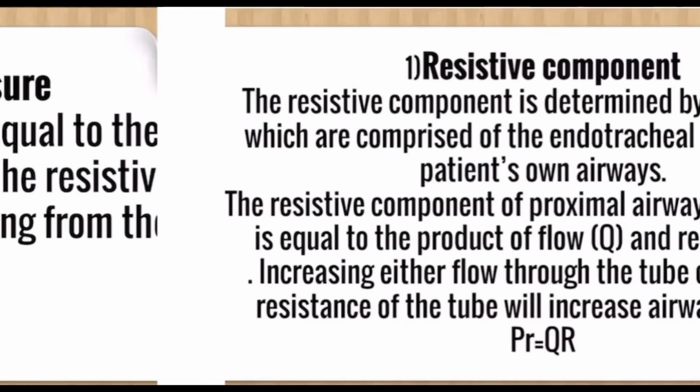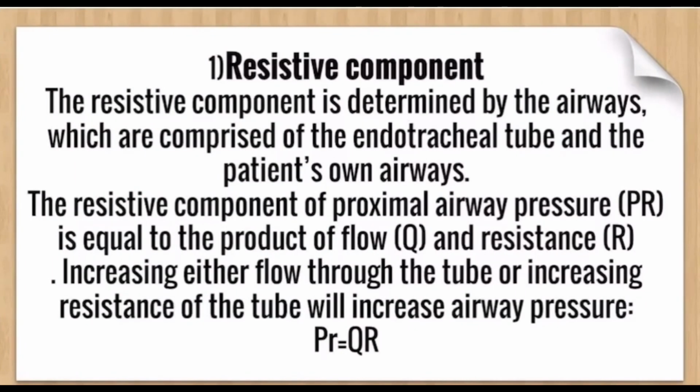Now, what is the resistive component? The resistive component is determined by the airway, which is comprised of the endotracheal tube and the patient's own airway. The resistive component of proximal airway pressure is equal to the product of flow and resistance. Increasing either the flow through the tube or the resistance of the tube increases the airway pressure. So simply, the resistive component is equal to flow times resistance of the airway.